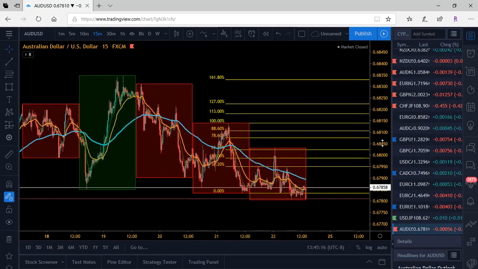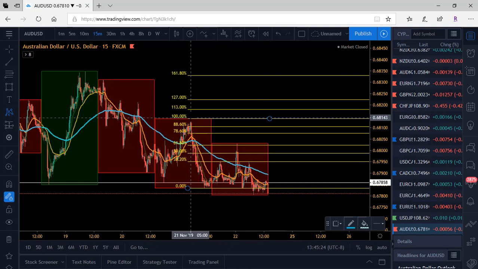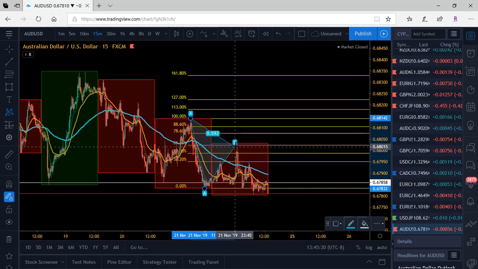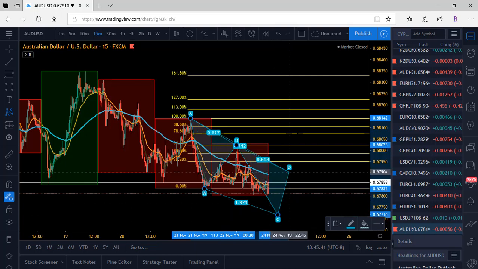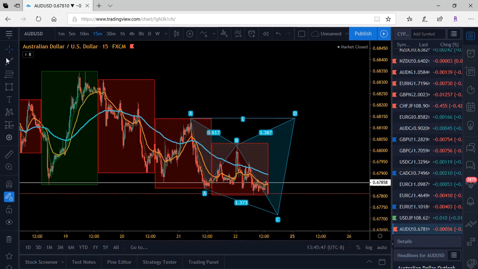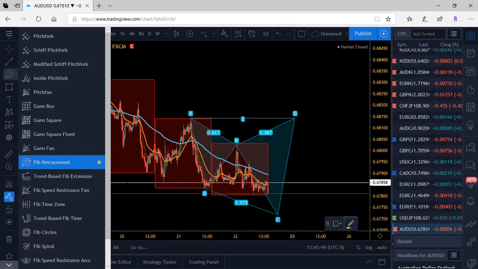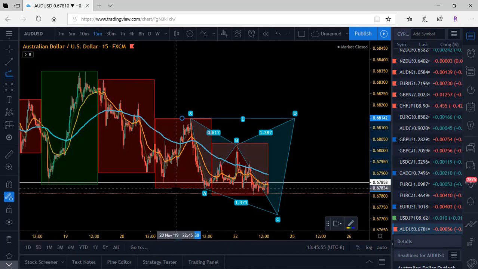So now I'm going to draw the potential Cipher pattern. We go from X to A, B. Again, the C point must break that A point. I'm going to use my Fibonacci extension to align those points where I want them.